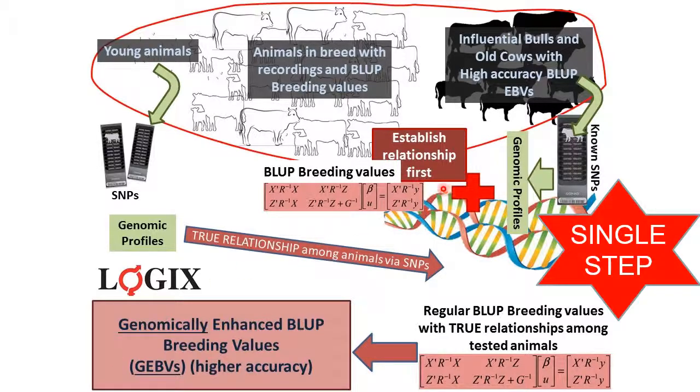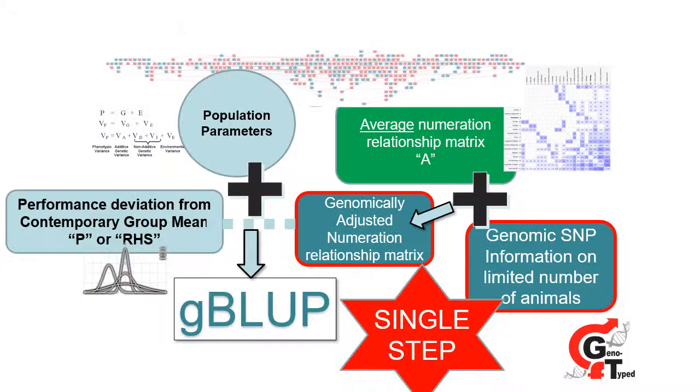So establish the real relationships first. You add that, and then the true relationships amongst these animals in terms of that is being utilized, and a BLUP run is being conducted. So the model itself is basically the same as with the previous BLUP models, except that your A matrix is being changed to a so-called G matrix, which is the true genetic relationships amongst the animals. This is just another way of expressing or illustrating that.